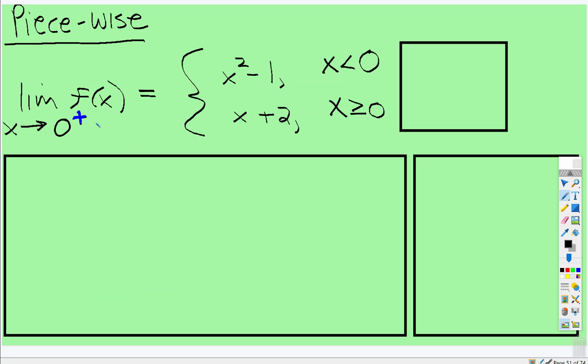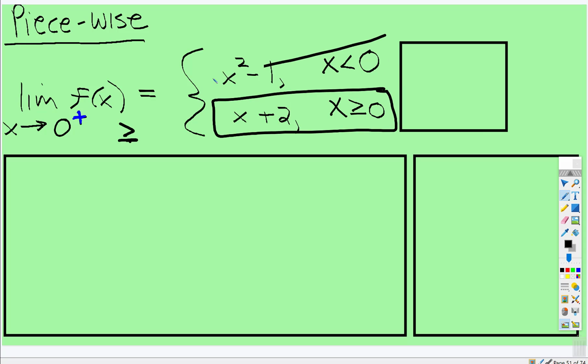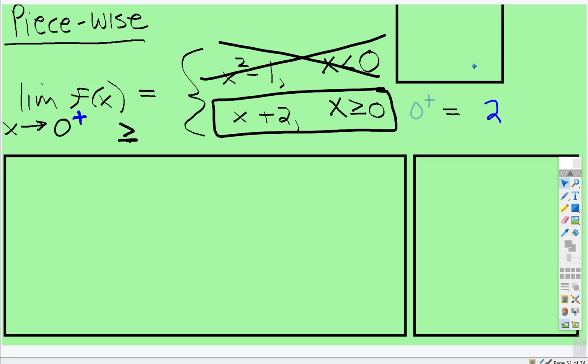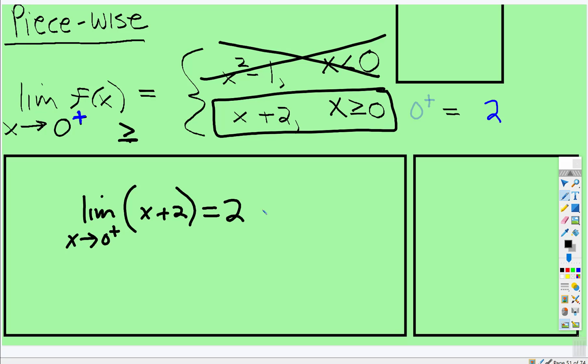Now let's look at it from the right. Well, from the right is always going to be greater than or equal. So now all we care about is this function. We can ignore that function. If we substitute in 0, 0 plus 2 is 2. So now we just rewrite the limit as x approaches 0 from the right. And instead of putting f of x, you actually put that right-sided function. And that height, or that limit, is equal to 2. And that's it for piecewise.